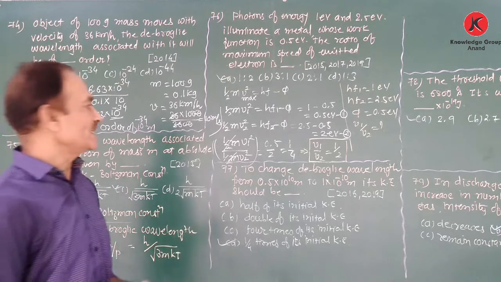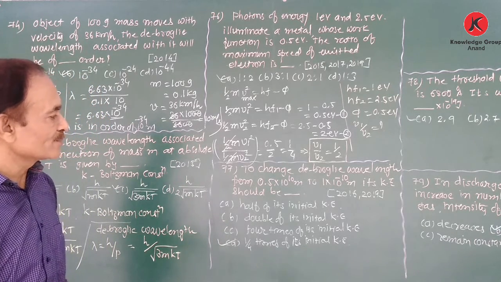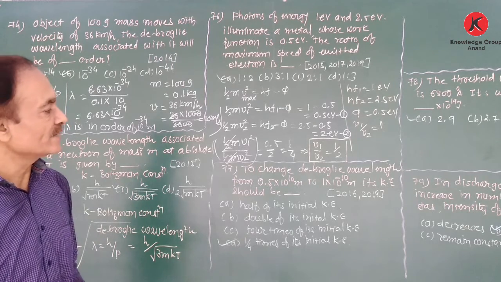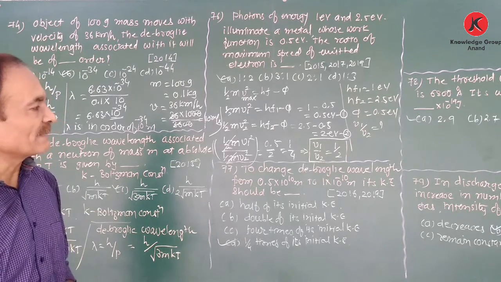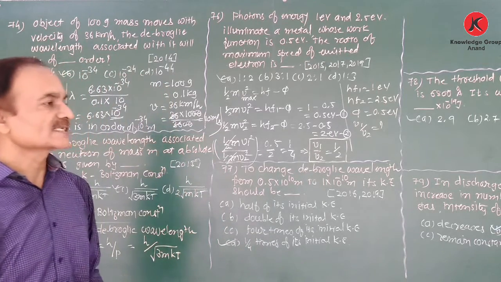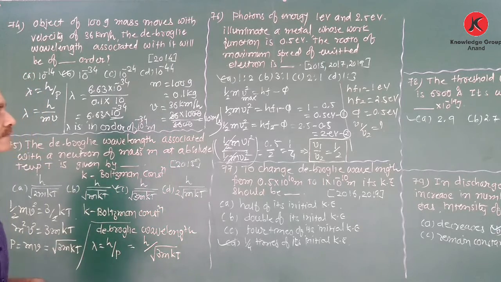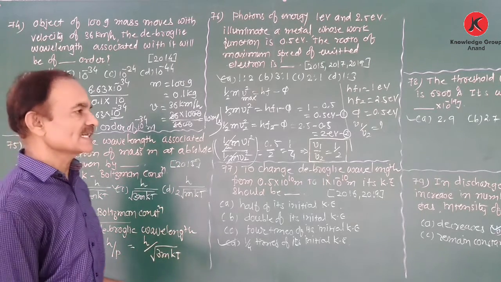Now, the de Broglie wavelength is changed from 0.5 into 10 to the power minus 10 meter to 1 into 10 to the power minus 10 meter. That means we are making the de Broglie wavelength double. So its kinetic energy should be... here the options are given.